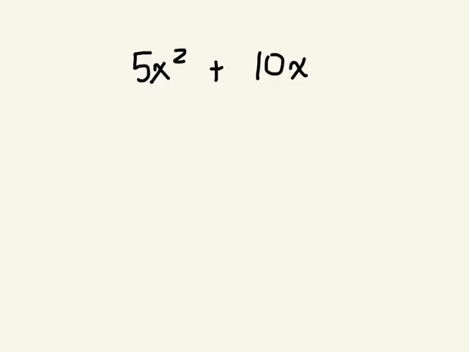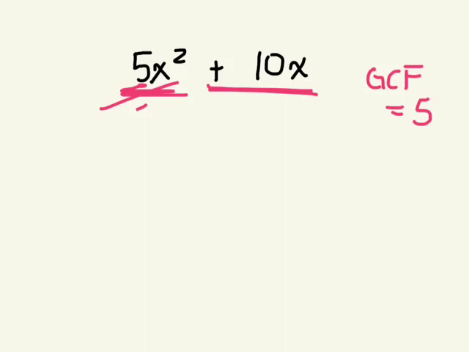We're looking for the greatest common factor. What are the two terms in this expression? We have a 5x squared and we have a positive 10x. I want to know what the greatest common factor is. So what can both of these terms be divided by? 5. They can both be divided by 5, right? And is there another common factor? They both have x in common. x to the power of 1 only.